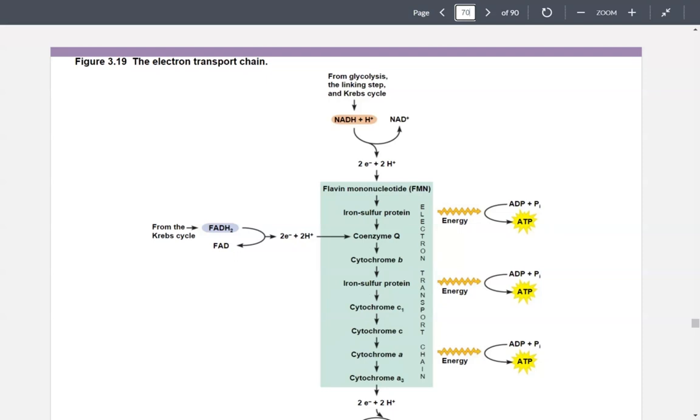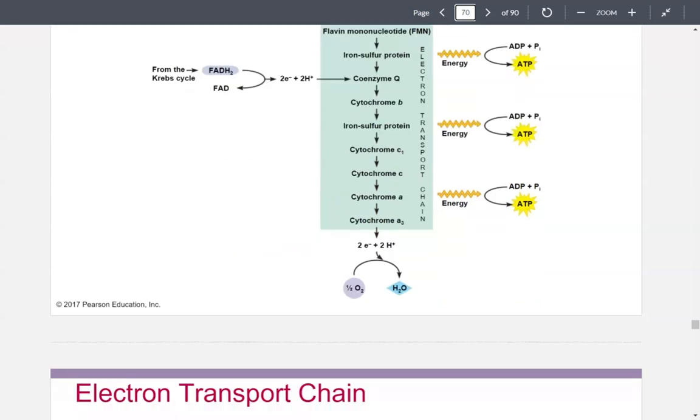Coming in from the Krebs cycle at about coenzyme Q, we are going to get our FADH2. It will lose its hydrogens and 2 electrons to become FAD, and its electrons and hydrogens will go bouncing down the chain until it gets to the end, where we are going to get ATP and water molecules.